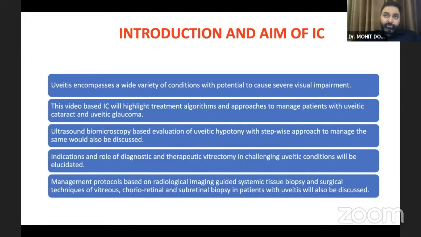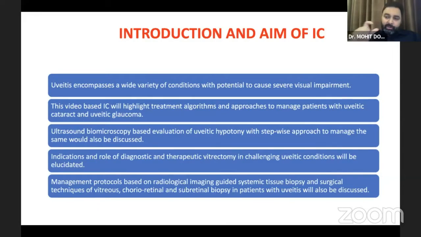Before we get straight to it, I'm just going to have one slide on what I believe we would be covering over the next hour and a half through the medium of this instruction course. So we all know uveitis can cause a lot of ocular morbidity, not only because of the underlying disease, but also because of the complications that it tends to bring along with it, because of the disease and of the treatment. So this video-based IC highlights to most likely give us treatment algorithms to manage some of these patients, particularly the two most common complications, starting with uveitic cataract and uveitic glaucoma.